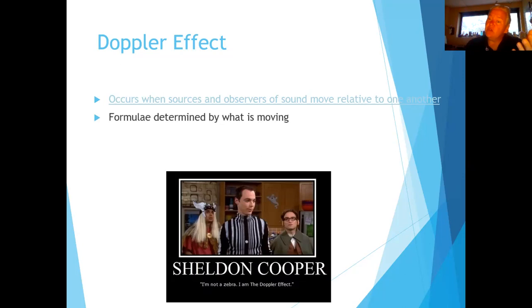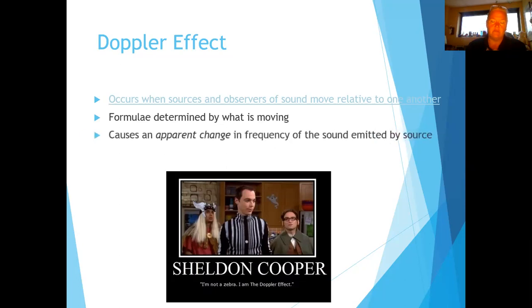Okay, the formula you use depends on what's moving. If the source of sound is moving, then the waves have to interact with the medium differently. If the observer is moving, the sound waves don't have to interact with the medium differently because they're all sitting still, doing the same thing, but you're moving through the medium. So there are two different formulas in the book, for a moving source and a moving observer. Again, this is an apparent change in frequency. If the relative motion stops, you go back to hearing exactly the true frequency.